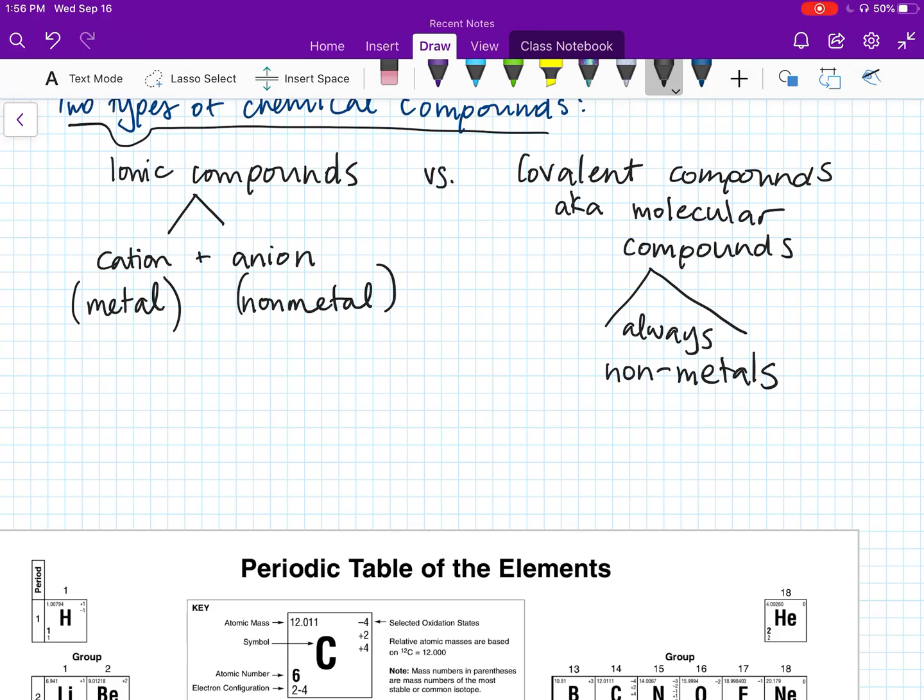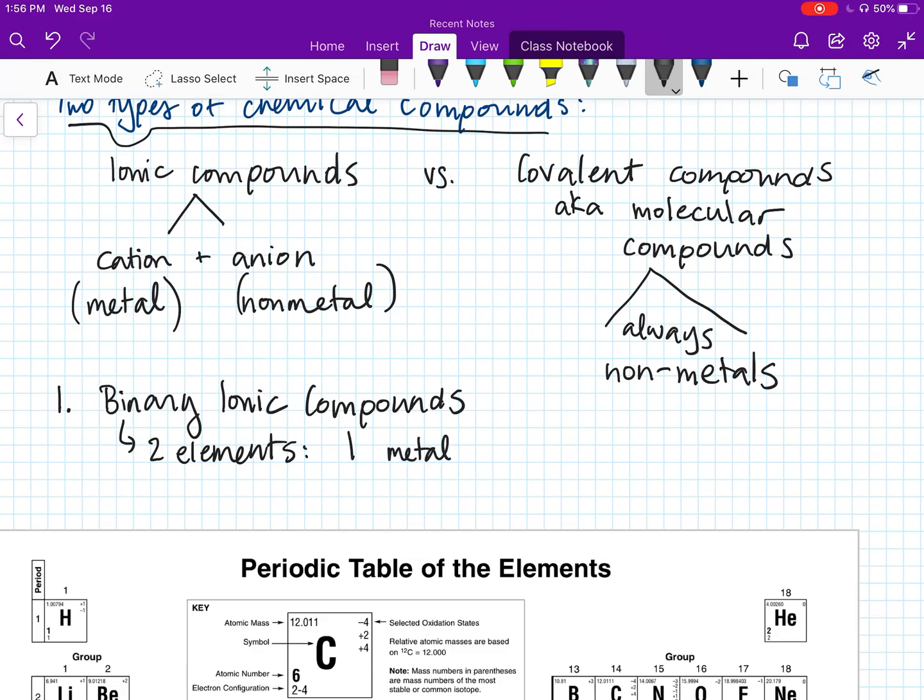The first type of compound that I want us to name is known as the binary ionic compounds. Like the name implies, binary means two. So these contain two elements, one cation, and I'm going to make that more specific by saying one metal cation plus one nonmetal anion. Very simple. So if you see a compound made up of two different elements, one of them a metal, one of them a nonmetal, you know it's a binary ionic compound.